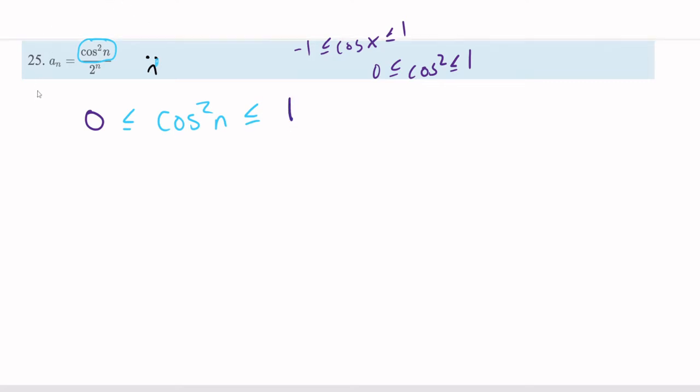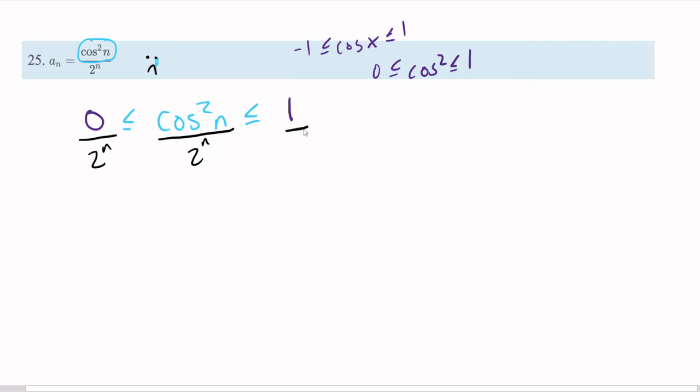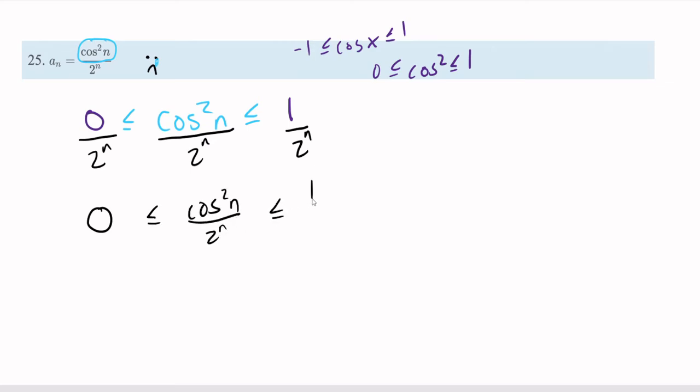And then I don't quite know what to do with this 2 to the n yet. So I'm just going to leave it. Okay. So, whoa, look at that. We just took this and turned it into two way simpler things. Because 0 over 2 to the n ends up being just 0, and then I have cos squared over 2 to the n, and then I have this to deal with. So immediately, what do I know? The limit as n goes to infinity of 0 is 0.